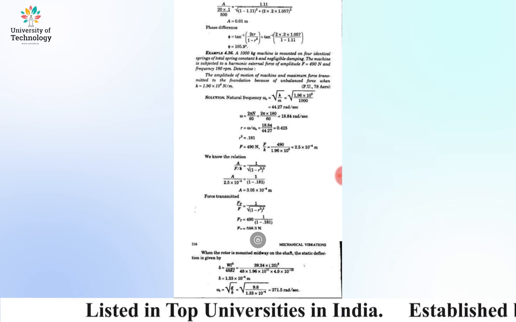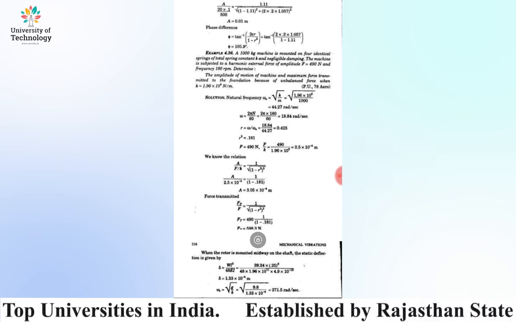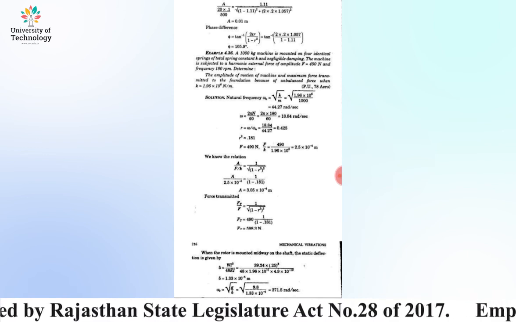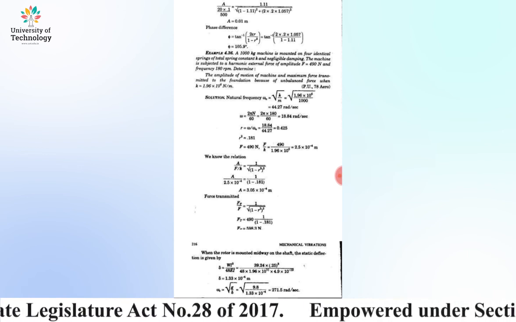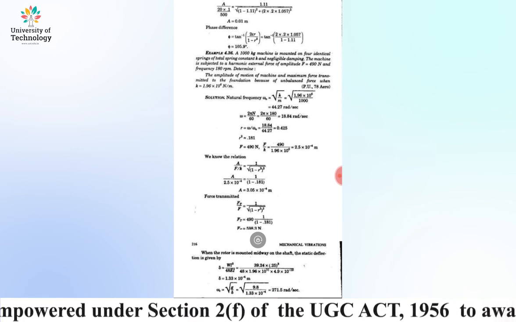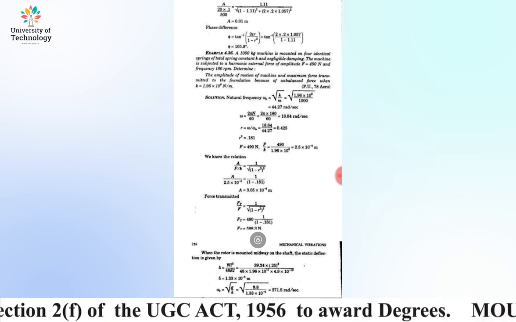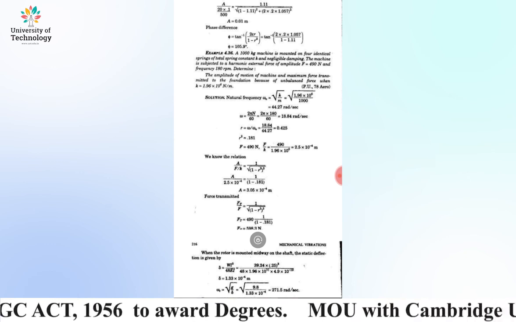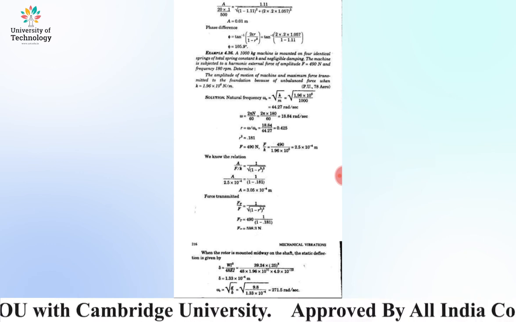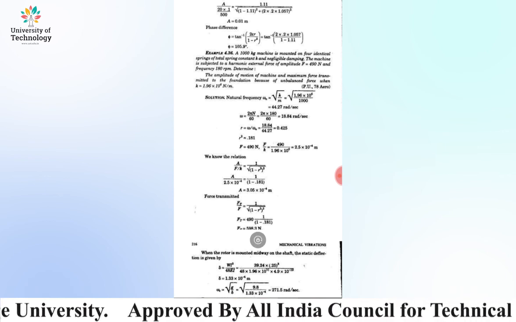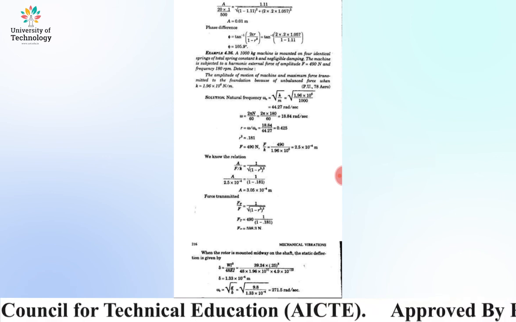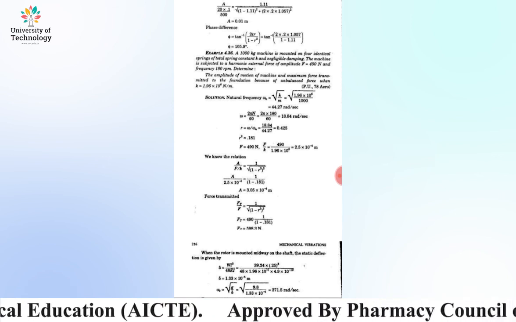Now the force transmitted means the force which is transmitted to the foundation, that is Ft by F is equal to 1 by (1 minus r square), and we get the value of Ft is equal to 598.3 Newton.